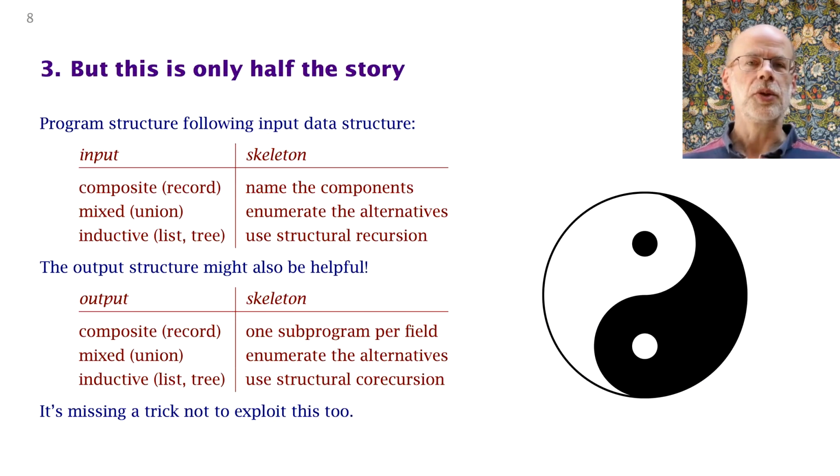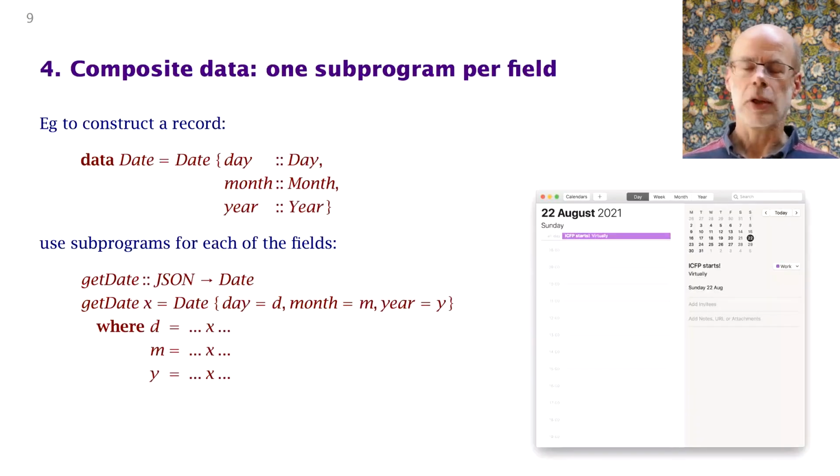So let's look at those design recipes again, but from the other side, from the perspective of output data structure. So now we're not consuming but producing a record. So here we're producing a date. A date has a day field, a month field, and a year field. So we're going to have to come up with a day and a month and a year.